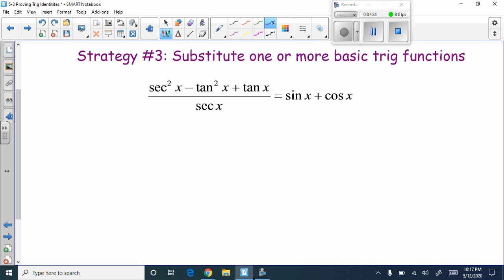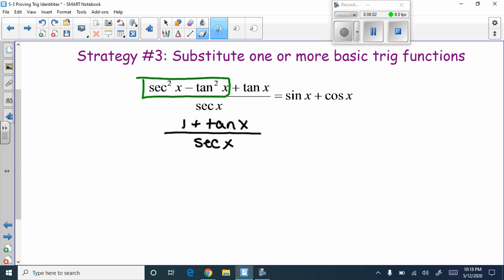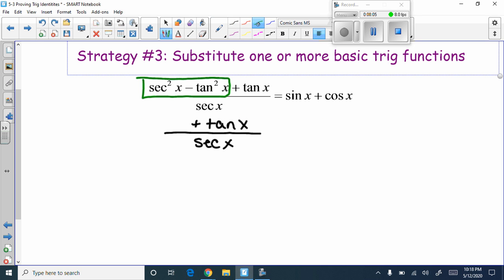Like here I have secant squared x minus tangent squared x. And when I look at that, that is one of those Pythagorean identities. Secant squared x minus tangent squared x is equal to positive 1. And so now I can rewrite this as 1 plus tangent x divided by the secant of x. So here you just put this in green so you can see where that came from.